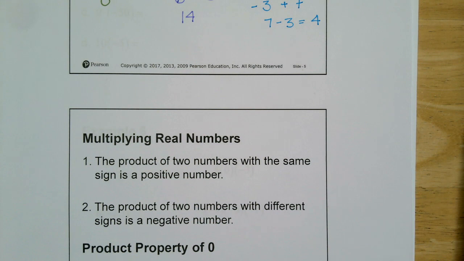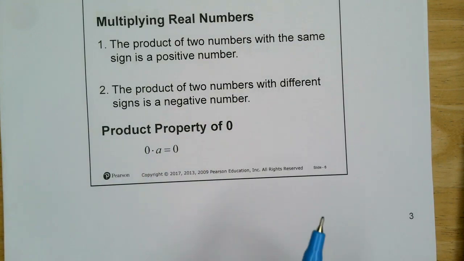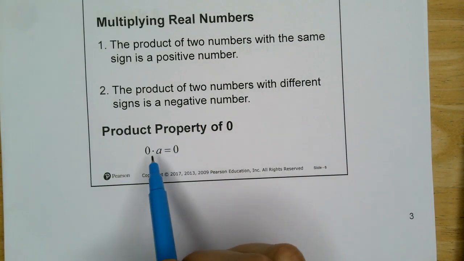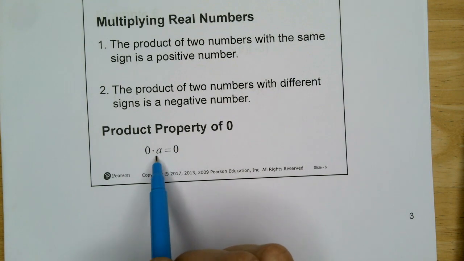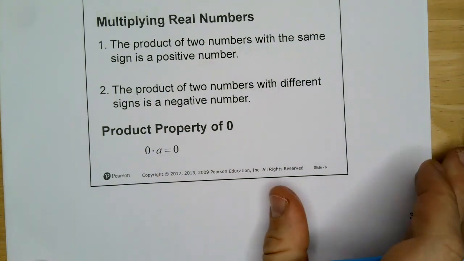All right, multiplying real numbers. The product of two numbers with the same sign is a positive number. The product of two numbers with different signs is always a negative number, okay? And then the product property of 0 is anything. A means anything, right? A variable means anything. X means anything. Y means anything. We don't know what the number is, so we put a letter instead. Anything times 0 is 0.